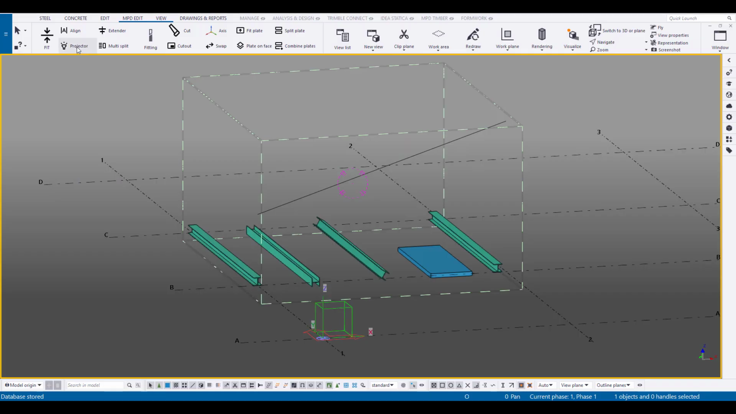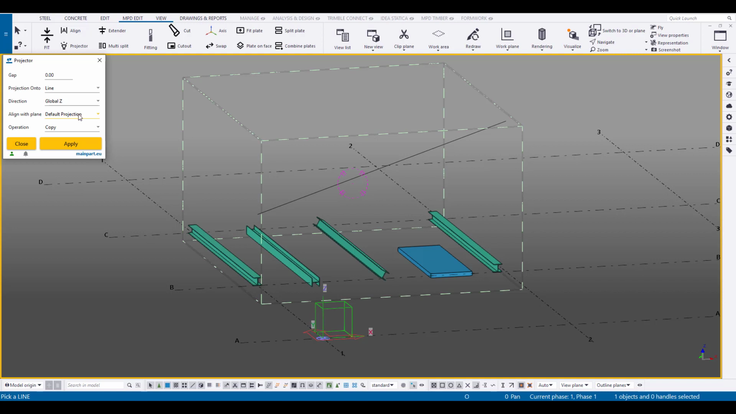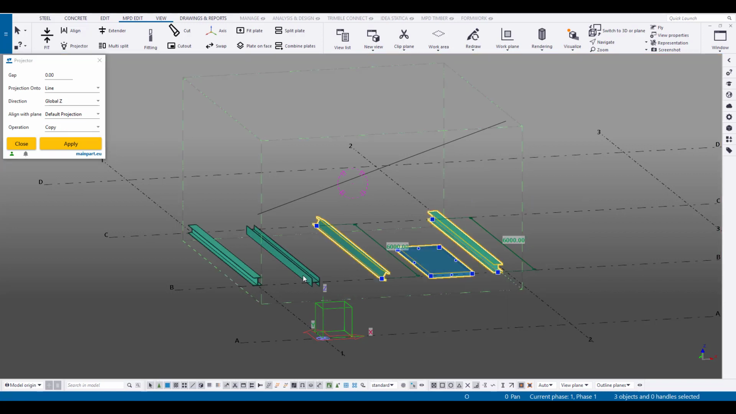In the previous video, we covered directions and projection planes. Now, let's discuss the alignment options when projecting.